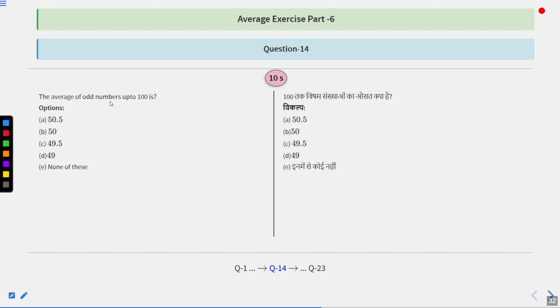The average of odd numbers up to 100 is? You have 5 options and 10 seconds to analyze the question. Your time starts now.